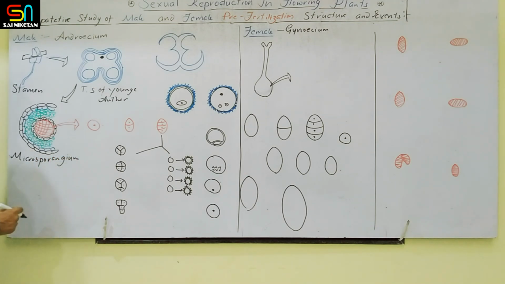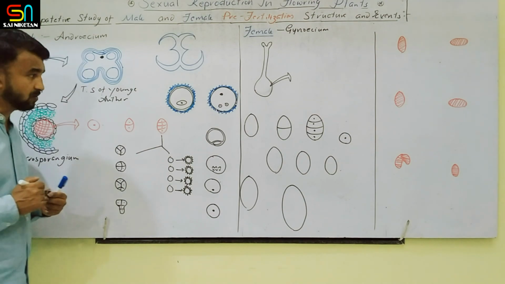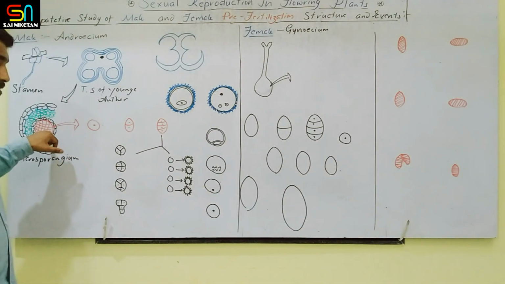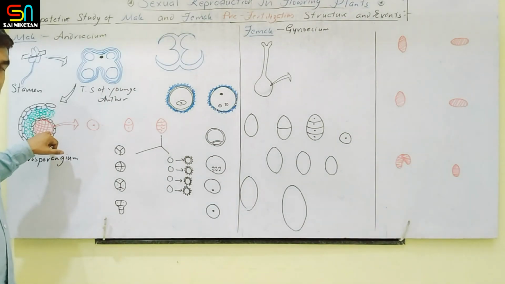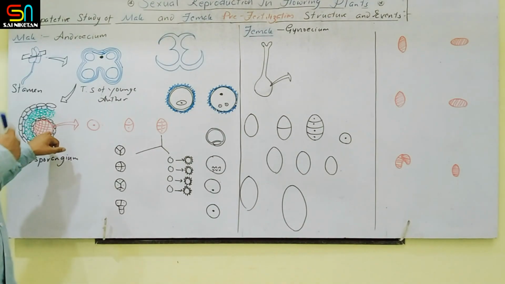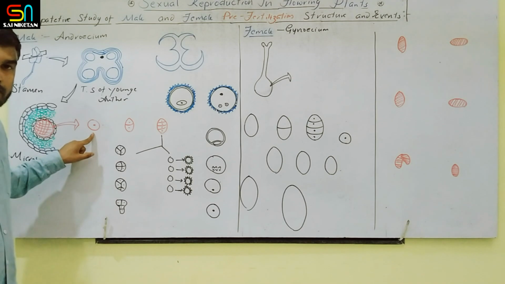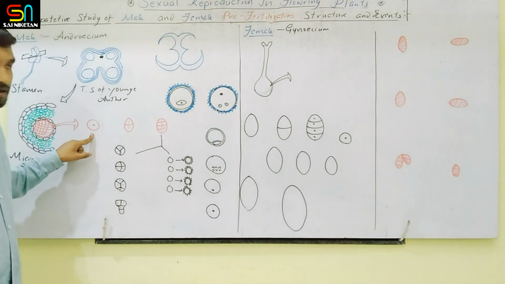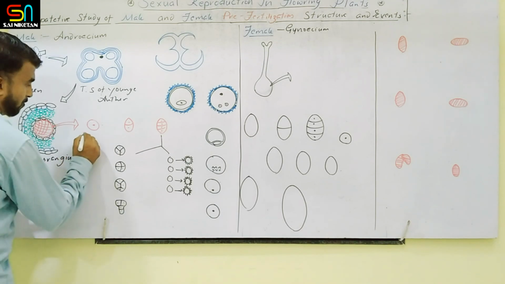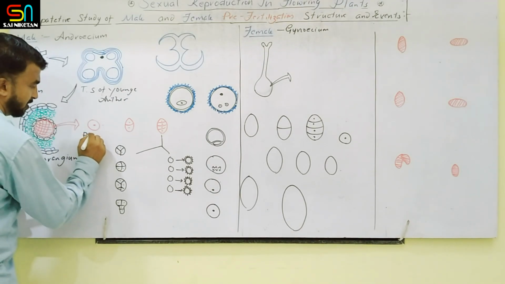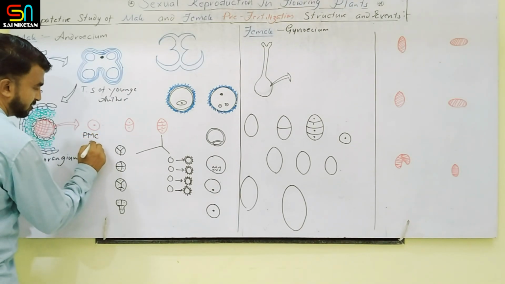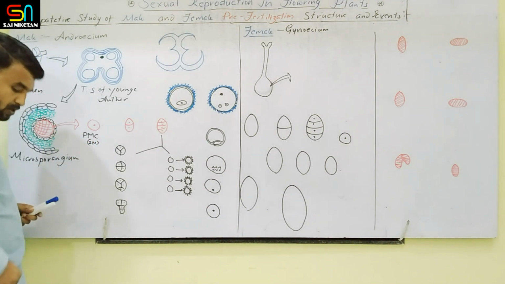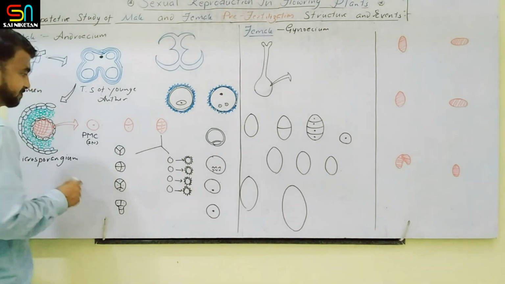Now, which process will undergo in the microsporangium? Some of the sporogenous tissue develops into specialized cells, called the microspore mother cell or the pollen mother cell. Clear? This pollen mother cell is diploid in nature, and it undergoes meiosis.